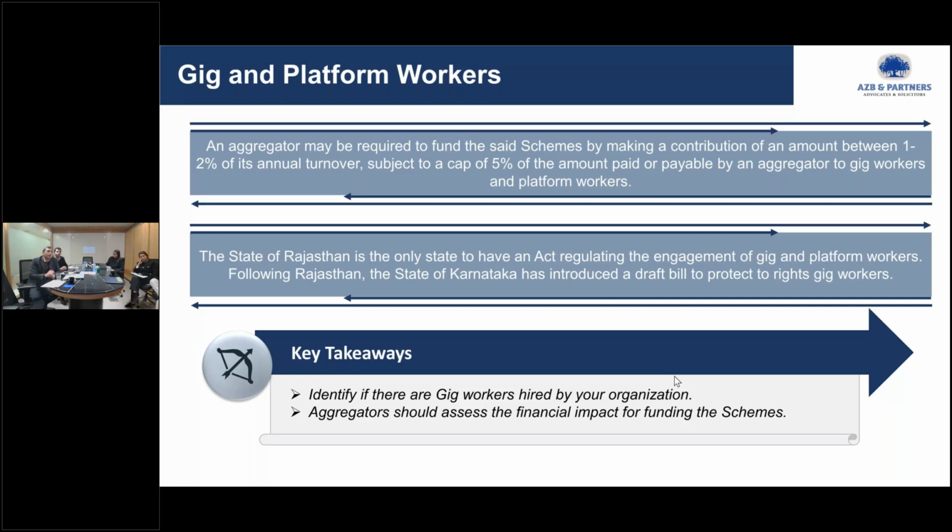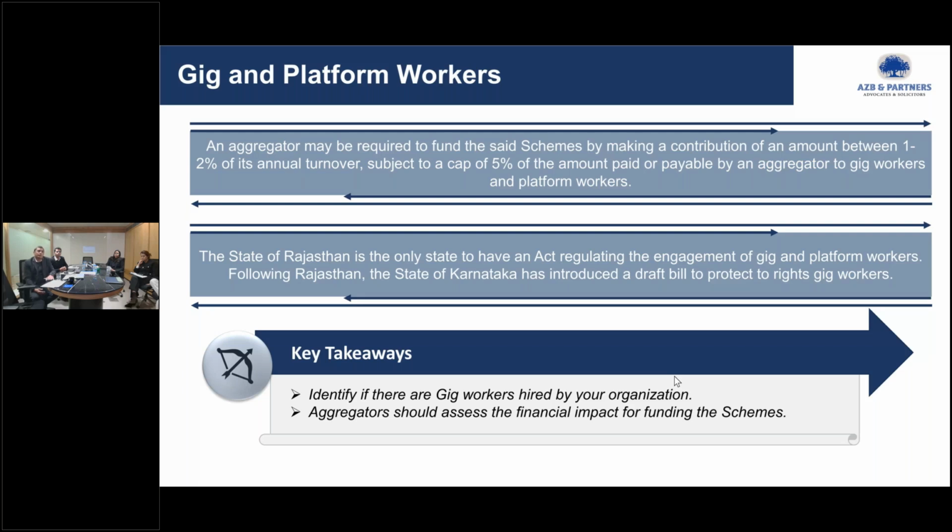Now, why is this concept brought in? Because the government and the labor code are saying, if you are using the services of these gig workers, you have a responsibility towards them. What is the responsibility? You need to contribute something between 1 to 2% of your annual turnover, subject to a cap of 5%. It is going to be a huge number if they are talking about annual turnover. This money is going to be funded into the schemes and the corpus which will be prepared. So if you are an organization classified as an aggregator, we should start thinking: how are we going to plan for this? Do we need to do something about it?